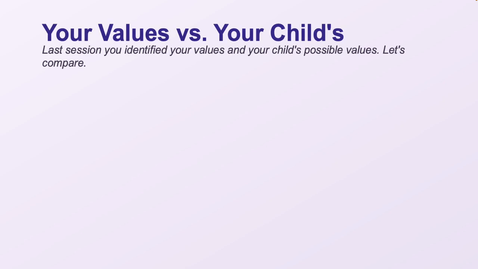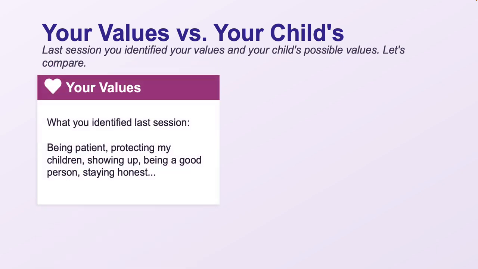So again, your values versus your child. So last session, you identified your values, your child's possible values. Maybe you have some of your homework and data associated with this. So let's just talk a little bit about this now. So your values, maybe you identified some things last session: being patient, protecting children, showing up, being a good person, staying honest, whatever that is for you. So what I want you to do is write down what those values are. Pick your top 3.